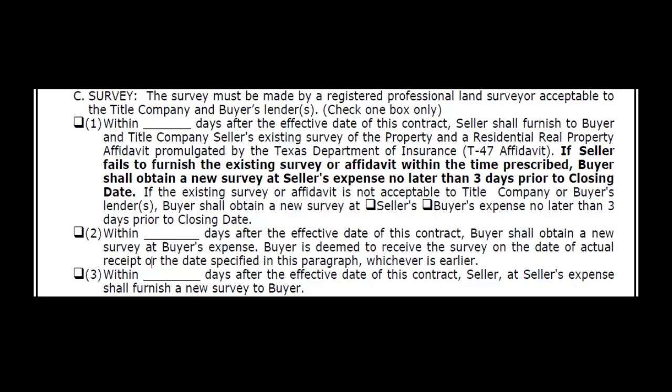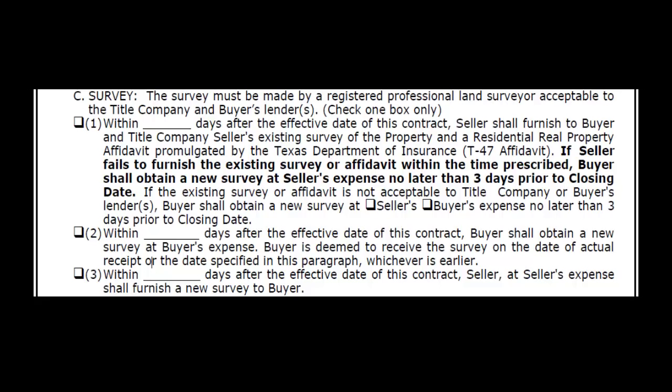Option 2 says the buyer's going to pay for a new survey. And then you've got to select how many days they have to deliver the survey. The title company is almost always going to be the one to actually order the survey. And the box that you check here, either 2 or 3, that's going to depend on whose side of the settlement statement the fee ends up on.